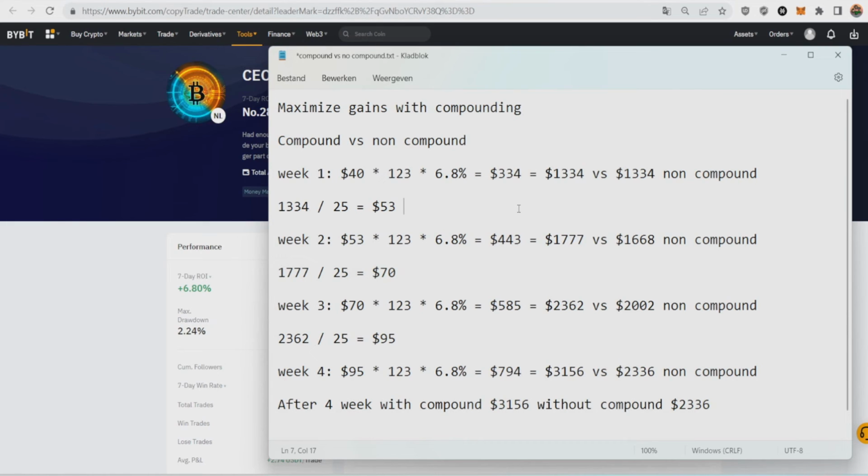They could have been like 4 or 5 times more money right now, but they didn't. And this is why I'm explaining how to maximize gains with compounding.